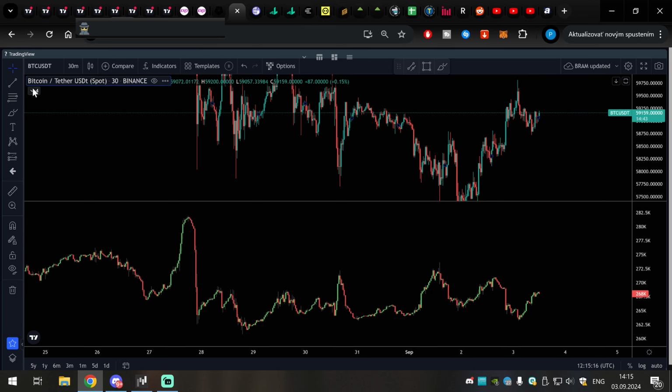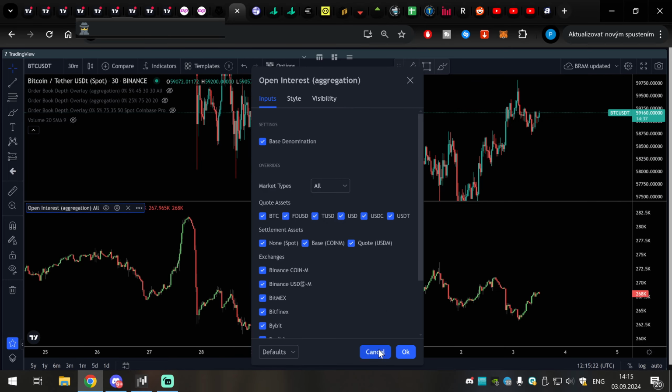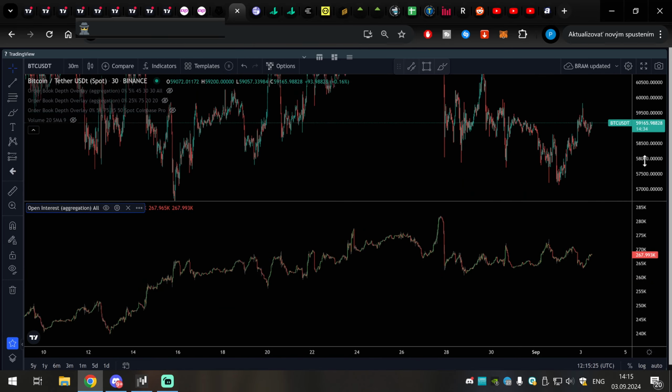Not much added, as said, just 5,000 bitcoins. That's not really much. Is it set on a base denomination? Yes, it is.